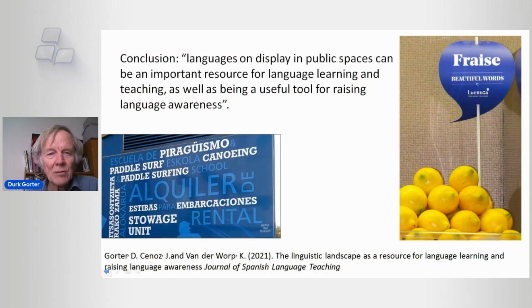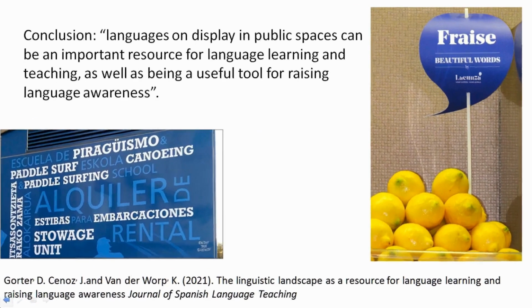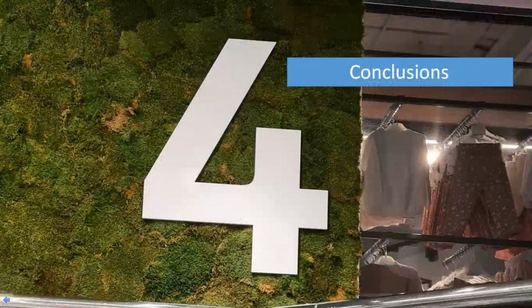Okay, the conclusion that we draw from all these studies is that languages on display in public spaces can be an important source for language learning and teaching, as well as being a useful tool for raising language awareness. We have published a recent article on that where we use different examples, also now from a market where there were different signs displayed, and sometimes you find very contrasting signs, like the strawberries with the lemons. Conclusions.